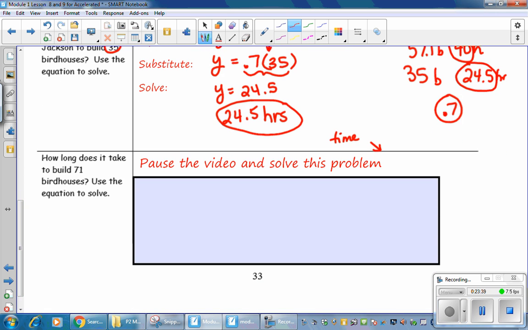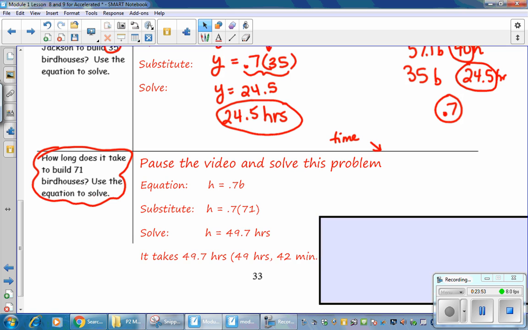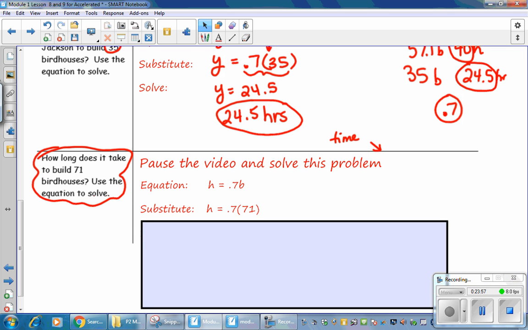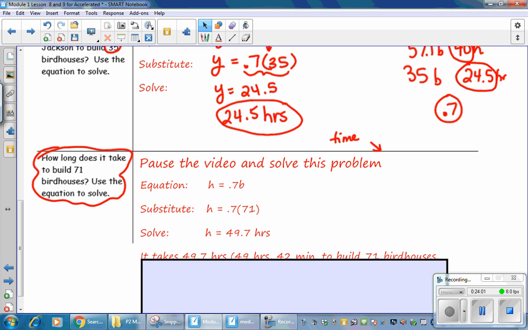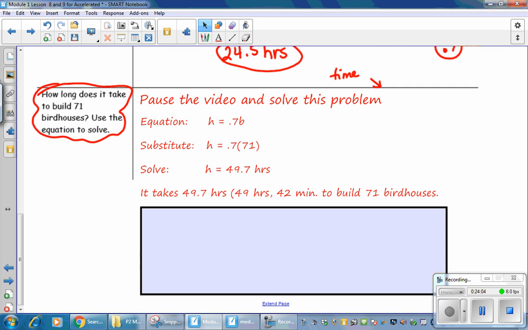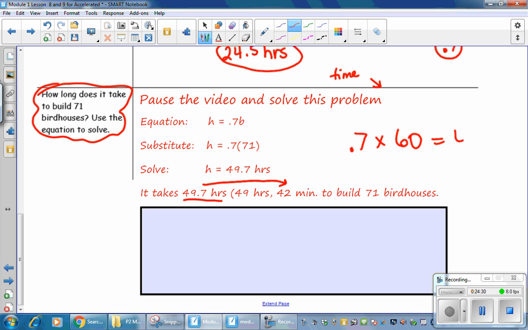Next, pause the video and solve this problem. How long does it take to build 71 birdhouses? Use the equation to solve the problem. Check your solution. Here's your equation. Substitute the numbers, multiply to solve the problem, and the answer is 49.7 hours, which is 49 hours and 42 minutes to build 71 birdhouses. And you can either answer with a decimal, or you can convert the 0.7 to minutes and answer as 49 hours, 42 minutes. And again, to do that conversion, that would be 0.7 times 60 minutes per hour, and that's where the 42 minutes came from.